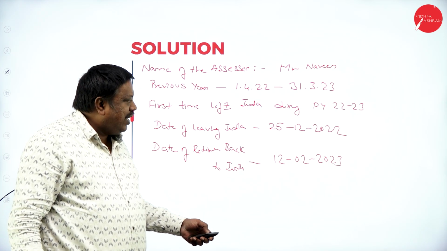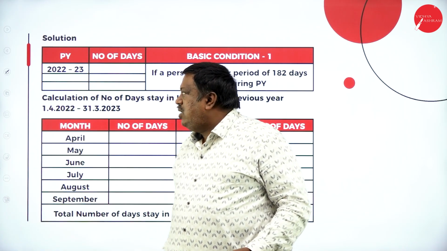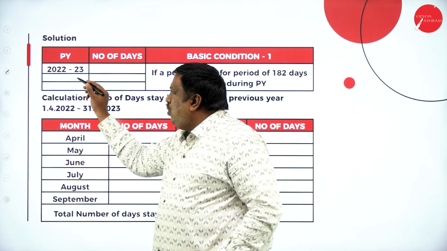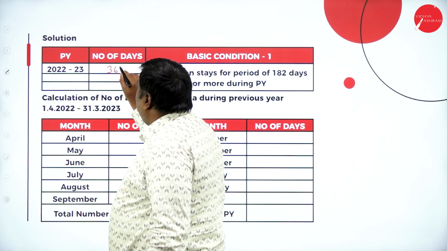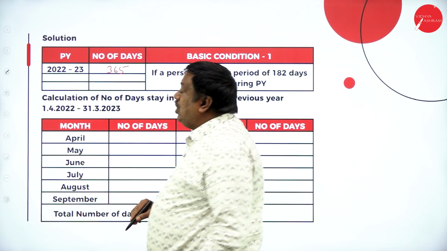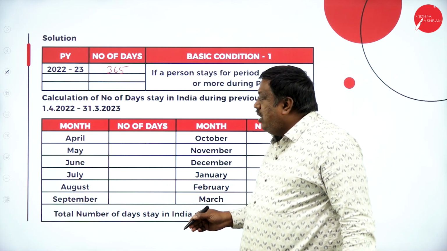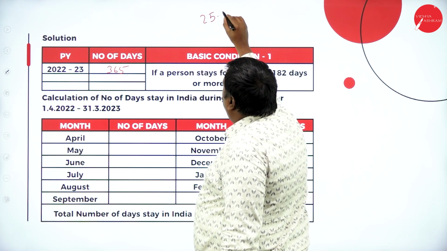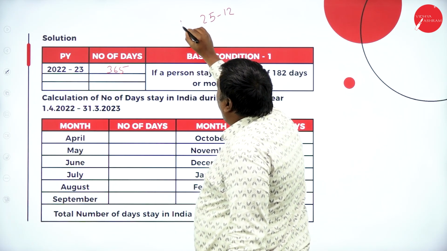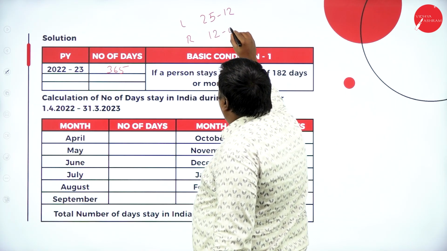So now we have to determine the residential status. What is my first basic condition? Says 2022-23. How many days will be there? 2022-23, 365 days. How to calculate whether I've stayed in India for 365 days or not? When I left India on 25th December. When I returned back on 12th February.